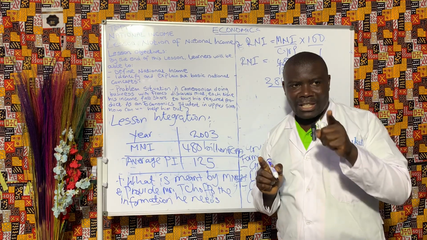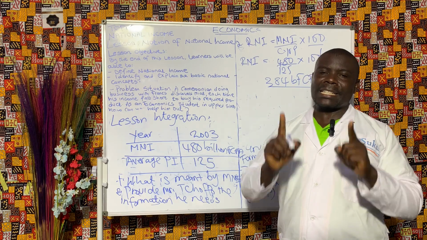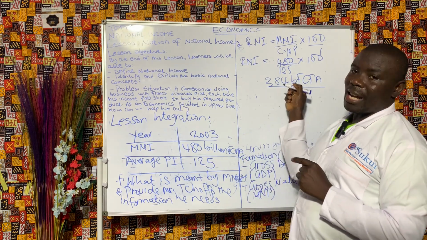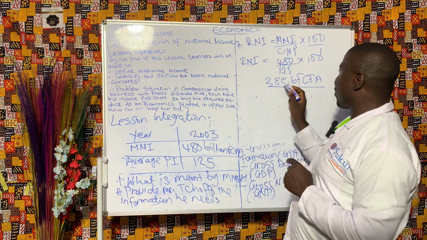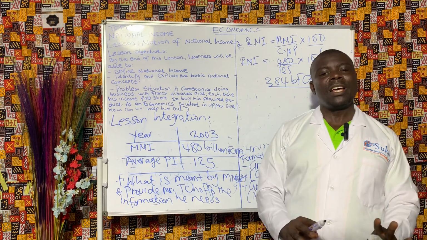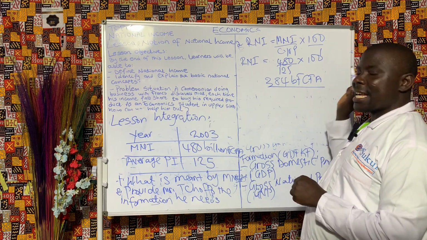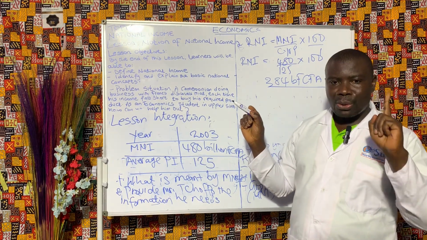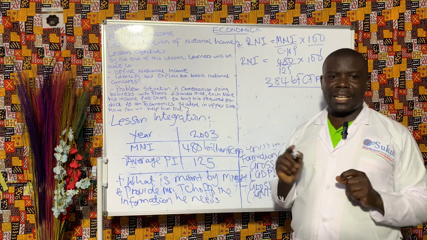Please take note. Some of you will write 384 francs. That is completely wrong. So in the GCE, if you do not indicate your unit, you lose the last mark for accuracy. The figures were given in billions of francs, so your last answer must be in billion francs CFA. Anything short of this, you are going to lose marks for accuracy.